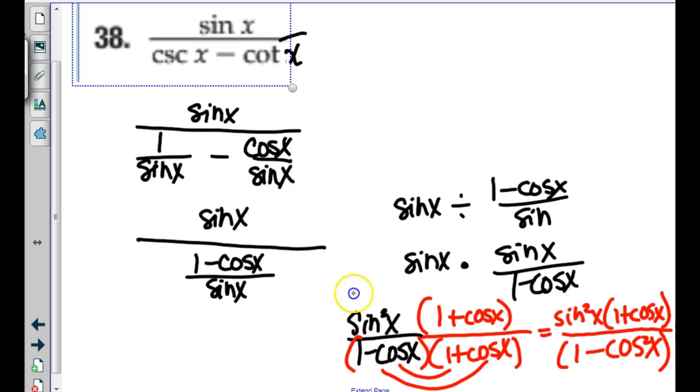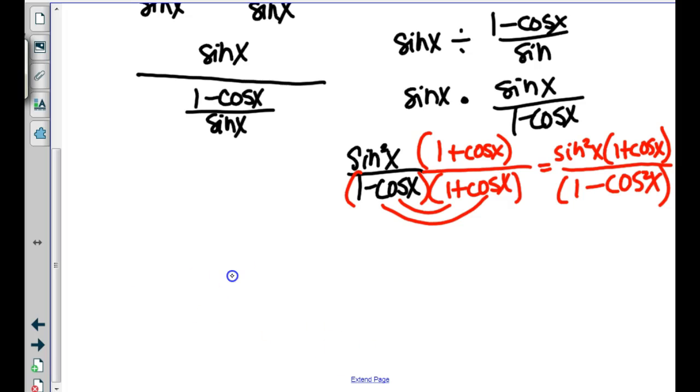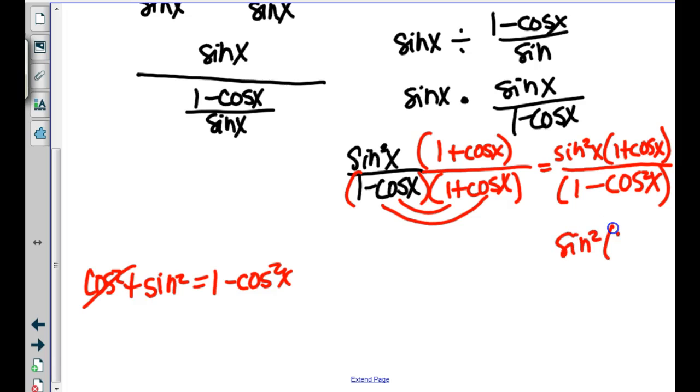All right, guys, what is a 1 minus cosine squared? Do you know where he's getting that? Yes, cosine squared plus sine squared equals 1. So a 1 minus the cosine squared over here leaves a sine squared. So now I have sine squared over sine squared. Can we cancel? Why? Because it's multiplication. So we get 1 plus cosine.